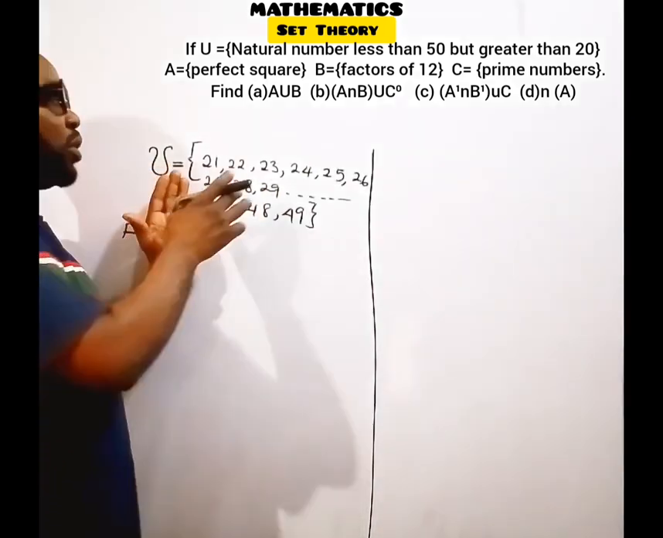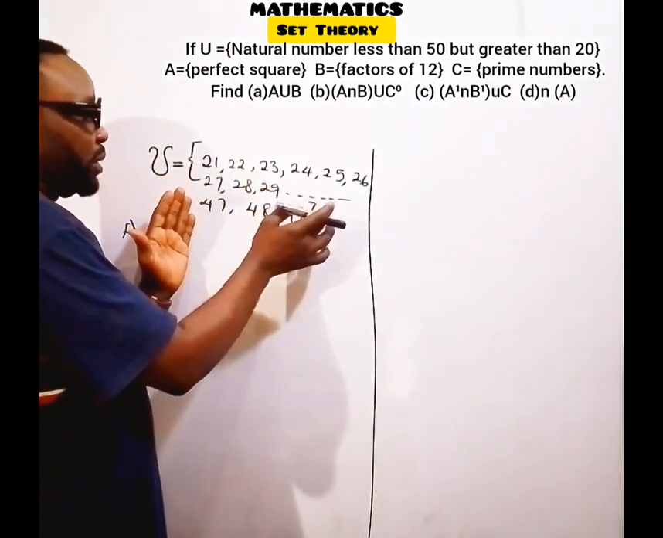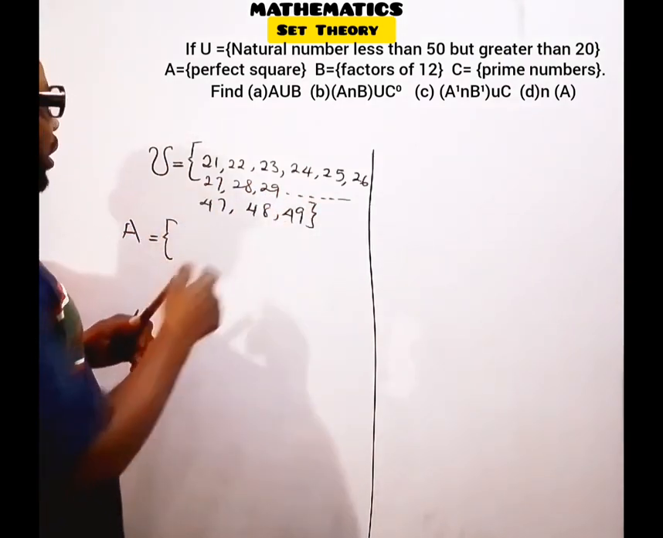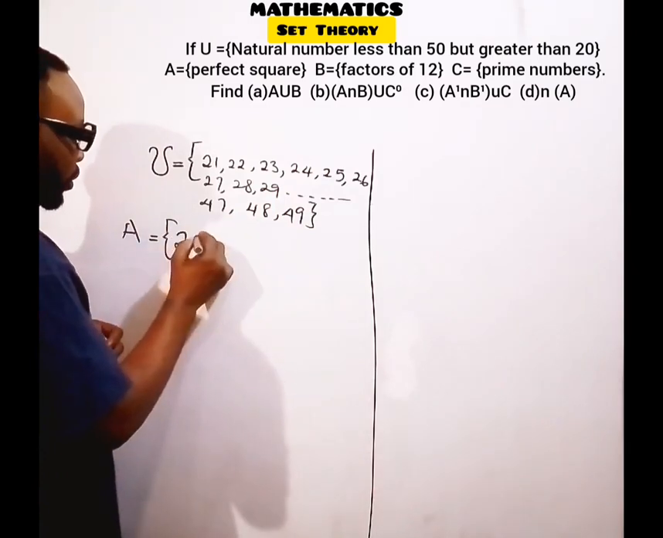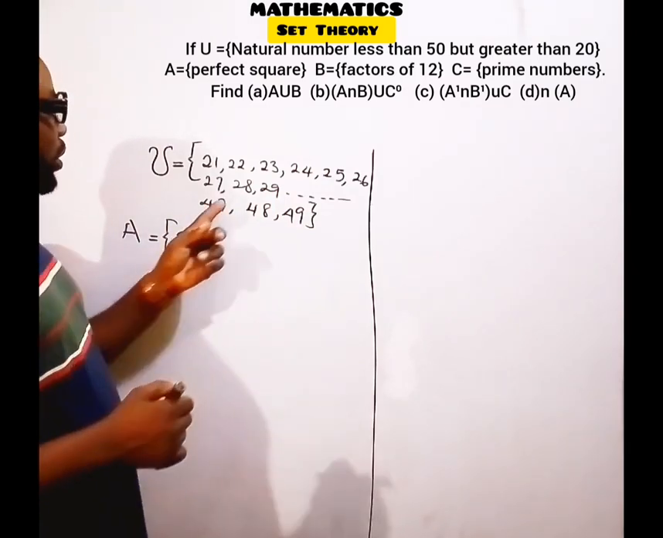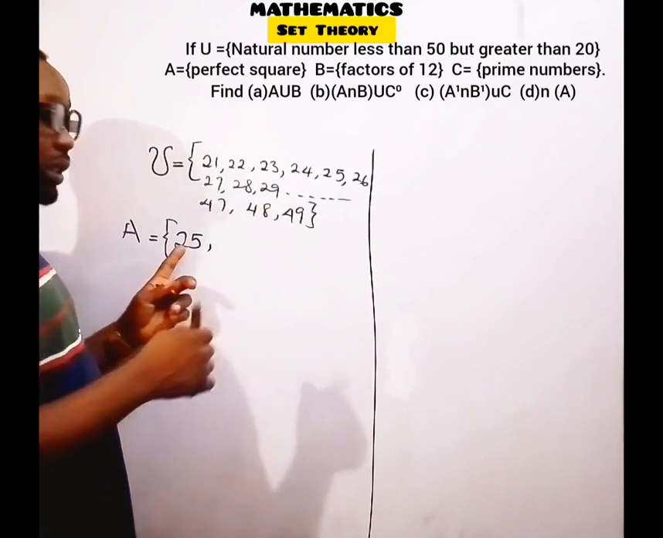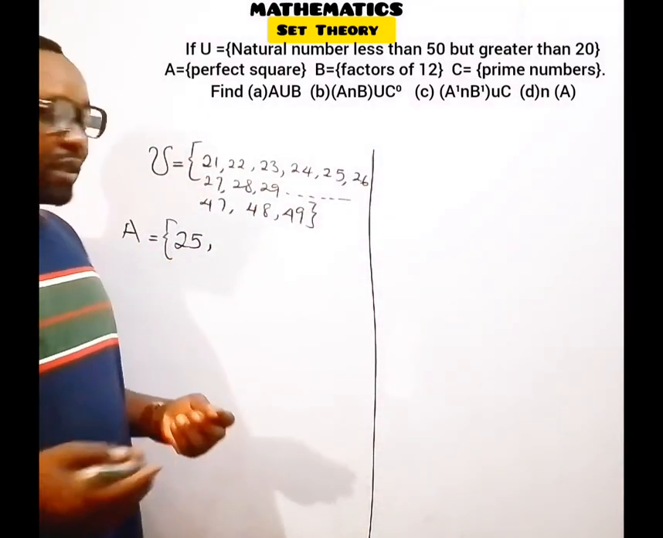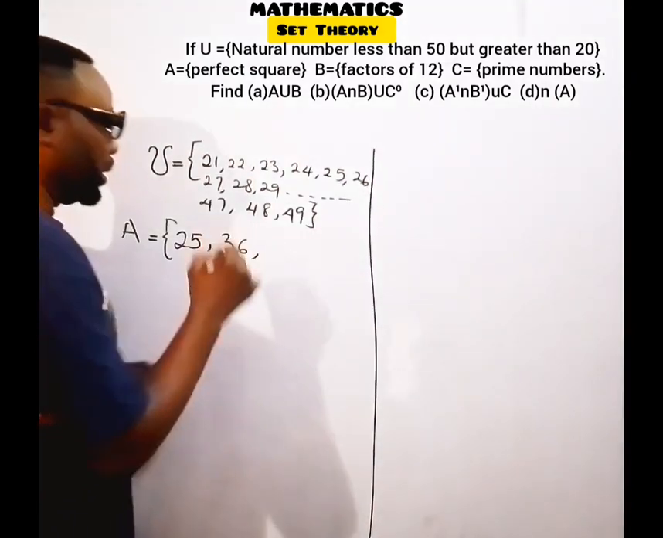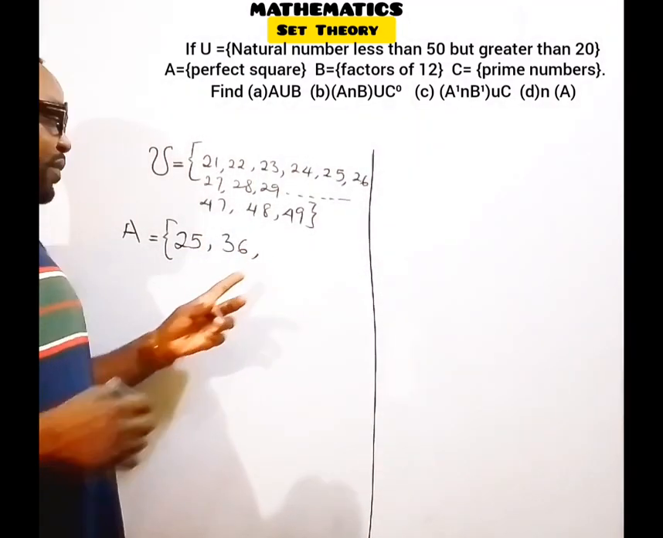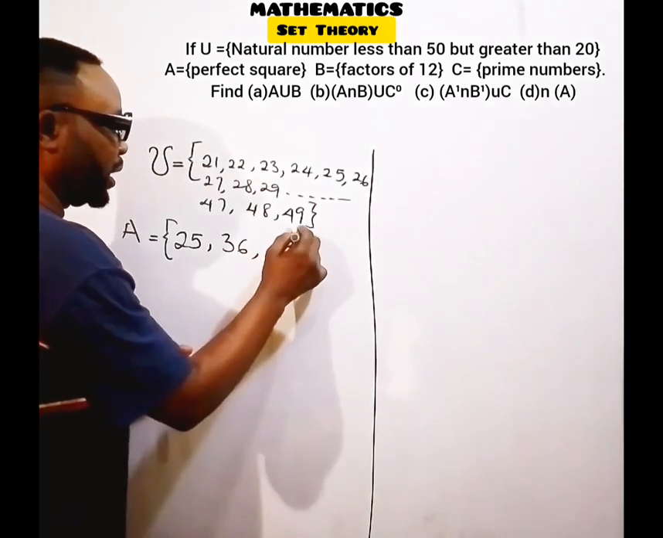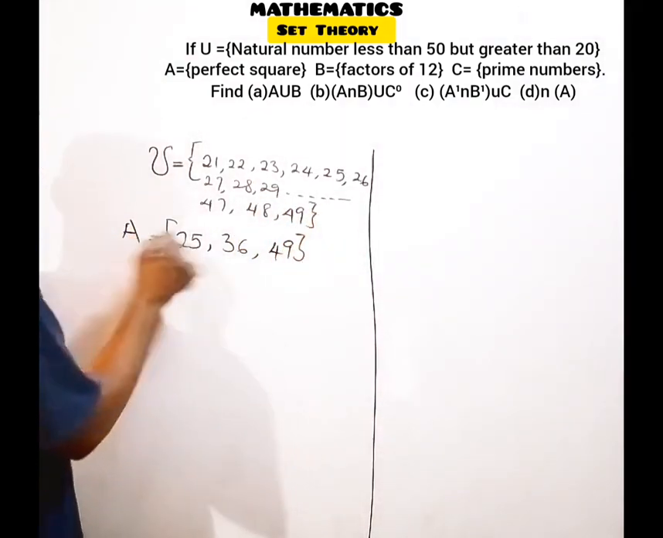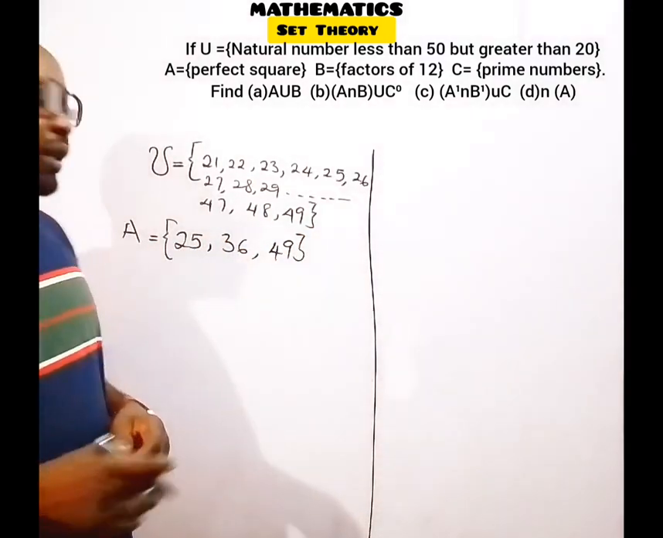Now, those ones that are going to be found within this particular universal set that we have here will be, I think, 25. This 25 is 5 times 5. Then let's think about 6 times 6 now. 6 times 6 is 36. And the next one, which is going to be 7 times 7, will be 49. I think that is the last number that we have here. Now, we have been able to bring out the values of A.